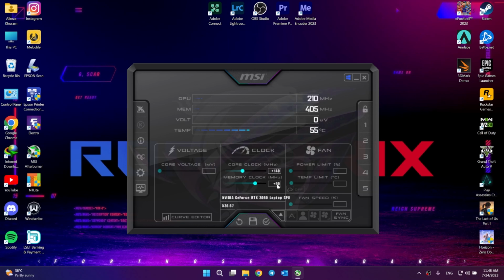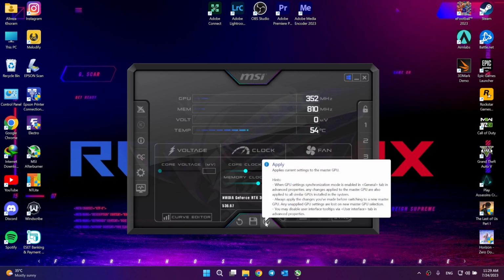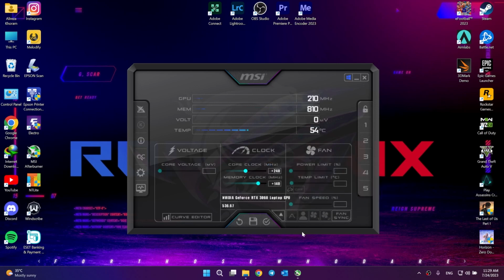When you've reached that overclock limit, you might stay on that clock speed and memory clock or turn up the power limit and temperature as well. Now you need to do the tuning again, slowly increase the clock speed and memory clock by 10 megahertz until you meet the overclock limit again. Also, don't forget to tap the apply button every time you make changes.